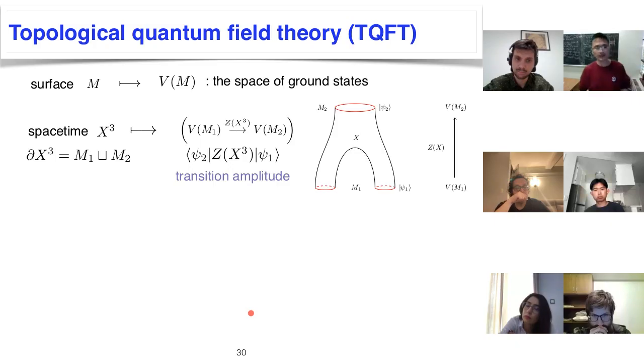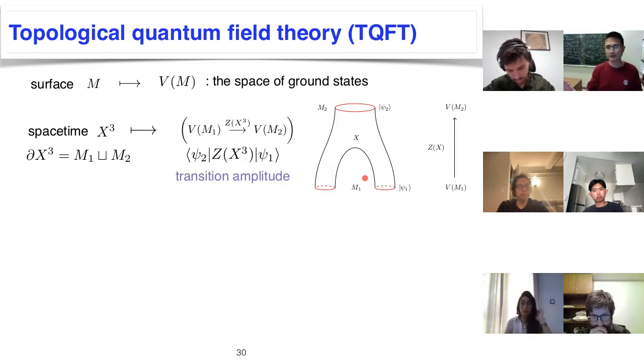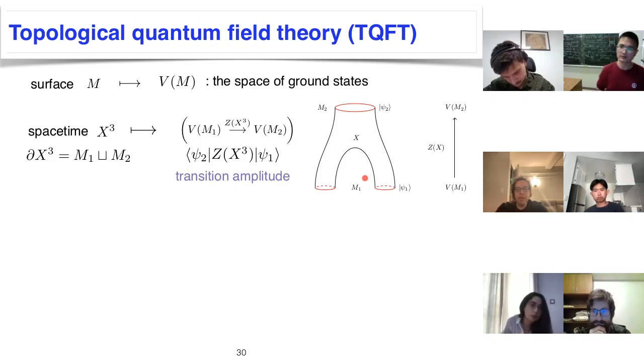Then for any space-time manifold X, let's say whose boundary consists of two surfaces M1 and M2, you can see a picture on the right. Because we think of X as the space-time manifold, we can consider the transition amplitude from a ground state psi1 in M1 to another ground state psi2 in the state space of M2. This transition amplitude defines a linear operator from the ground space of M1 to the ground space of M2. We call this linear operator Z(X).